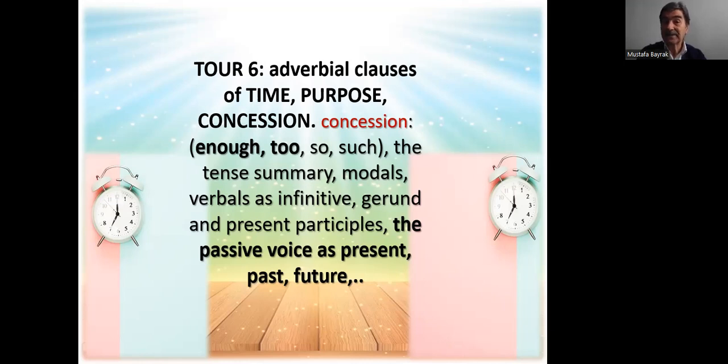And in the last 4 trips of this tour 6, because there are 10 trips in each tour, we are going to start the passive voice. The passive voice as present, past, future, of course, including the modals, the to be, and imperatives as well. Okay.